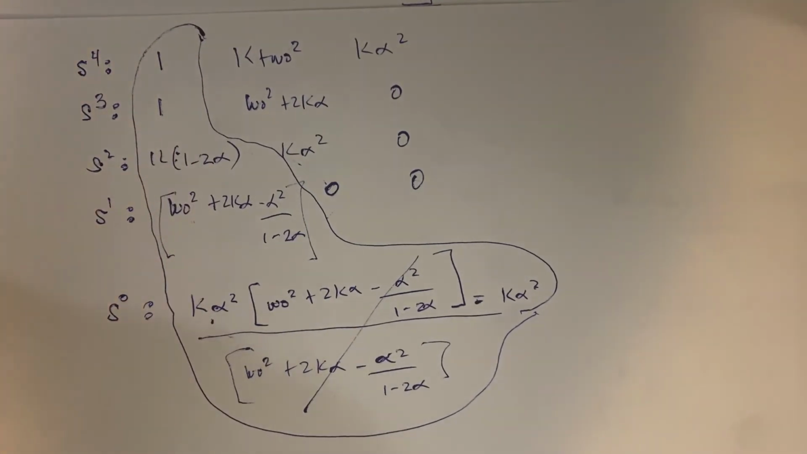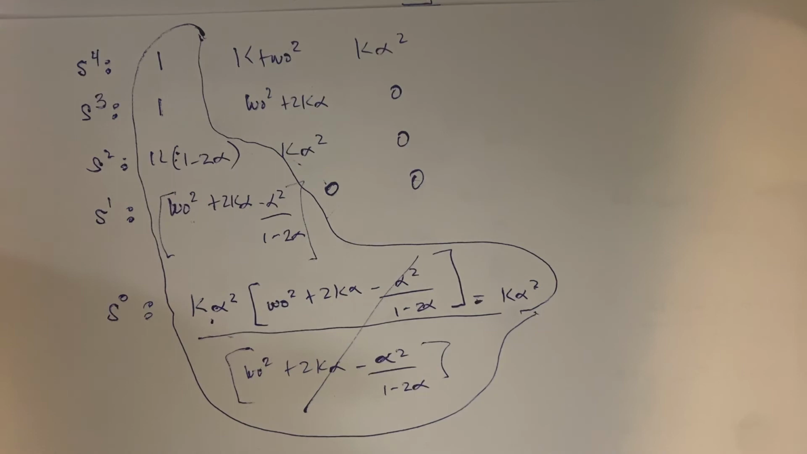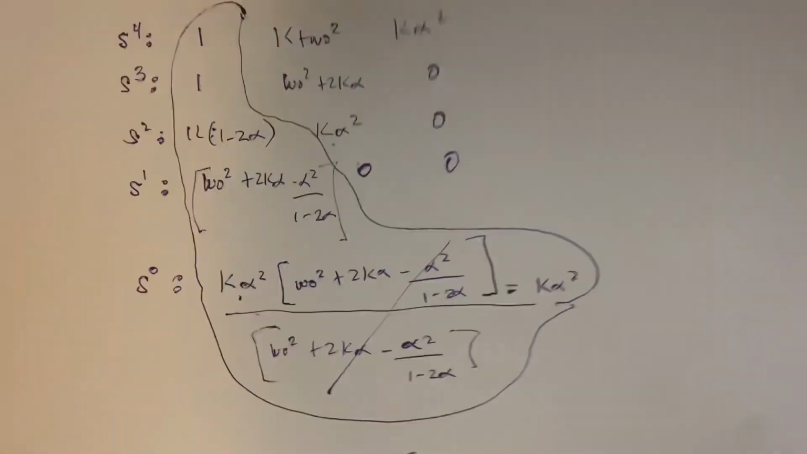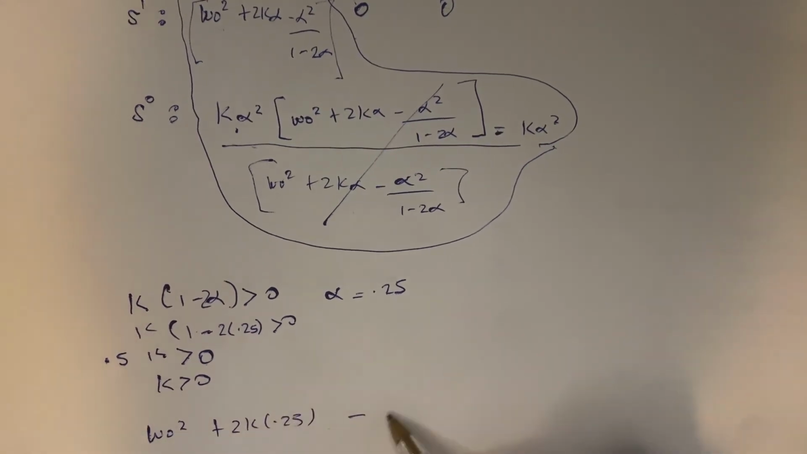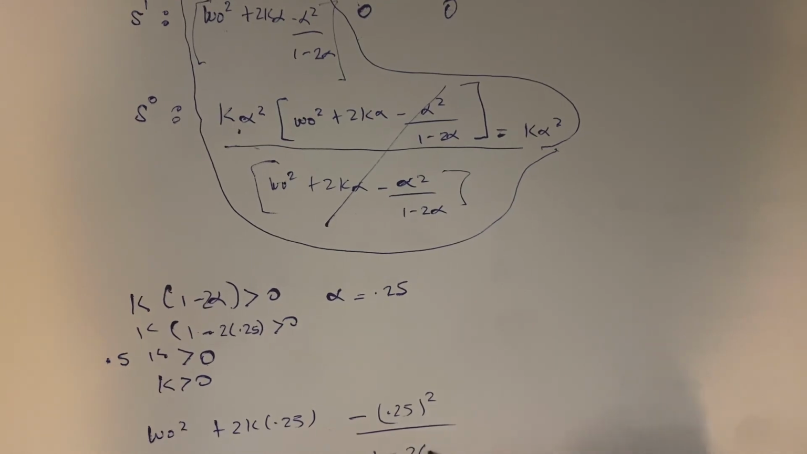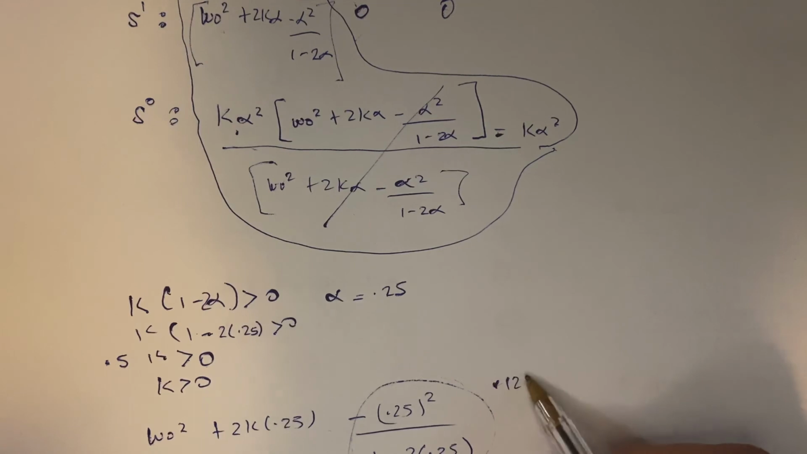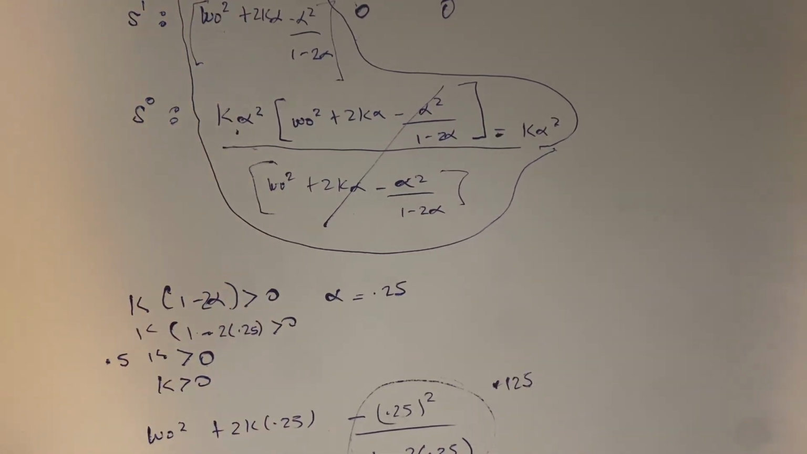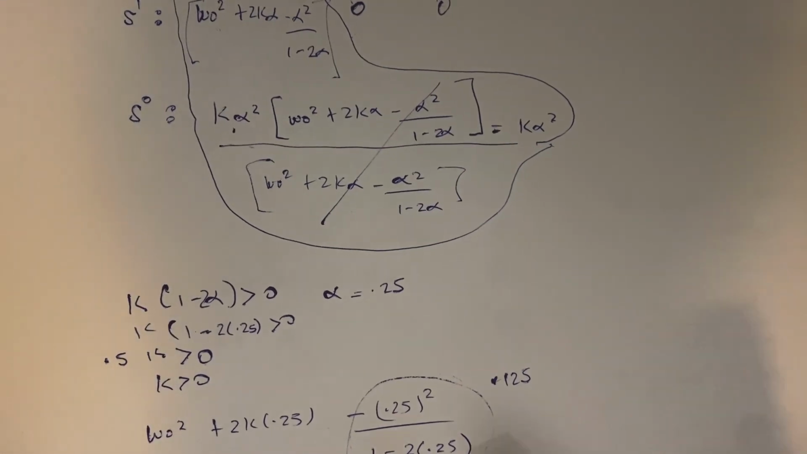Now, for this term, let's find out what the k value has to be to make it greater than 0. If we substitute alpha, we will have something like w0 squared plus 2k times 0.25 minus 0.25 squared over 1 minus 2 times 0.25, and basically this section is equal to 0.125. So we're going to have w0 squared plus 0.5k minus 0.125. It has to be greater than 0.